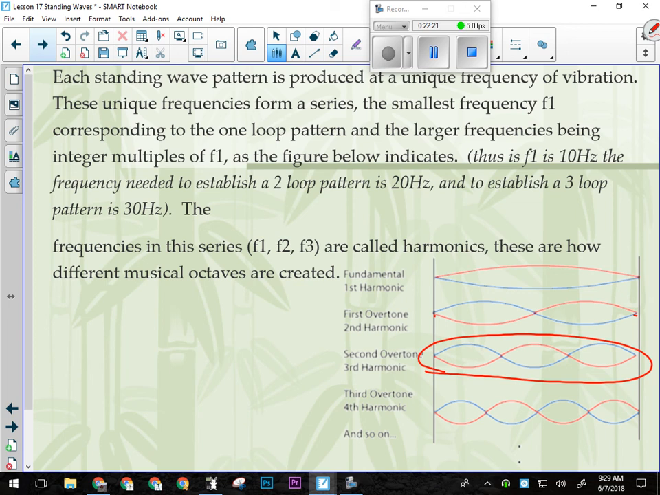When we talk about air columns, which is how wind instruments and stuff work, then you'll have antinodes at either end. In open air columns, you'll have antinodes because there's actually nothing there. The reflection occurs off the inside of the tube.